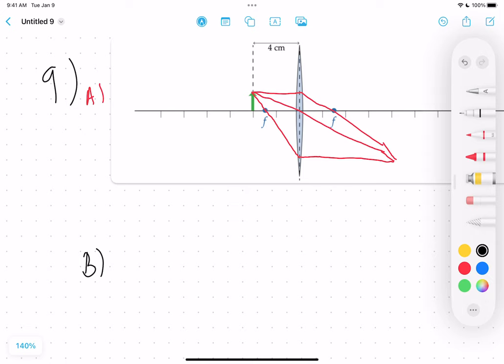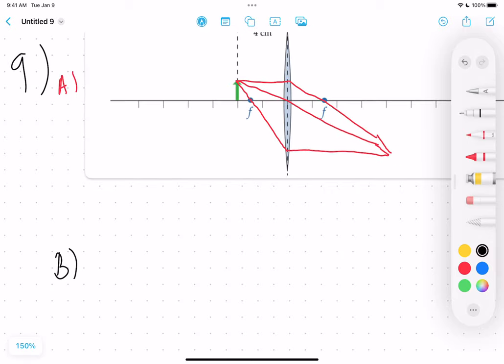So anything that's not real is negative. That's how we can define it. Anything that's not real is negative. Dotted lines aren't real.